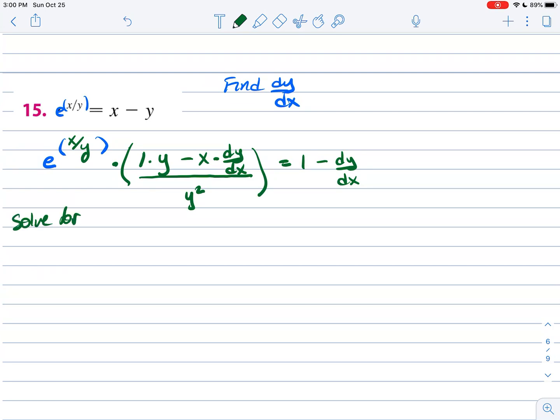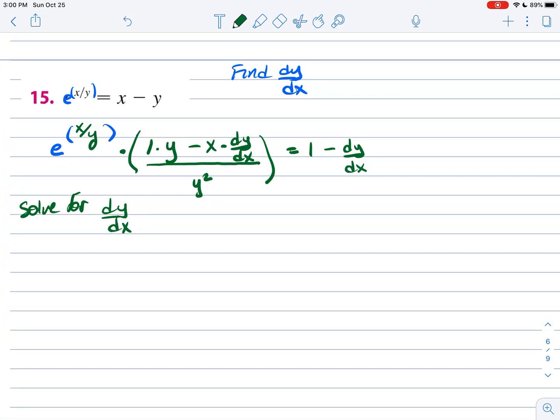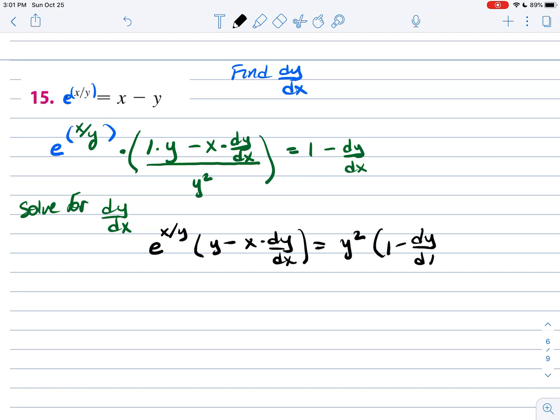Now I want to solve for dy dx, right? That's our next step. And the first thing that I'm going to do is multiply on both sides by y squared. So I'm going to have e to the x over y times y minus x times dy dx. And that's going to give me y squared times 1 minus dy dx.